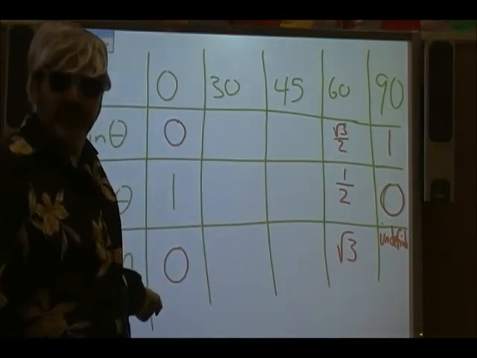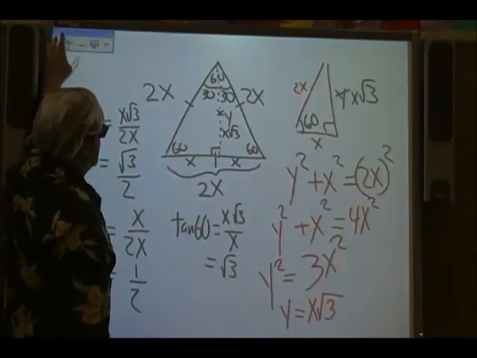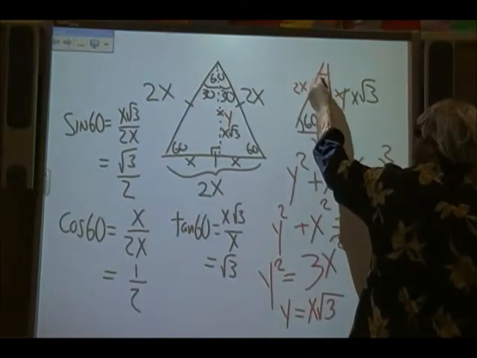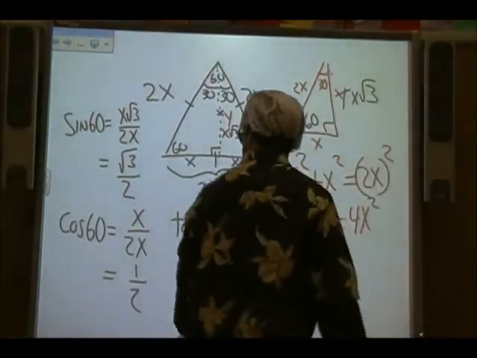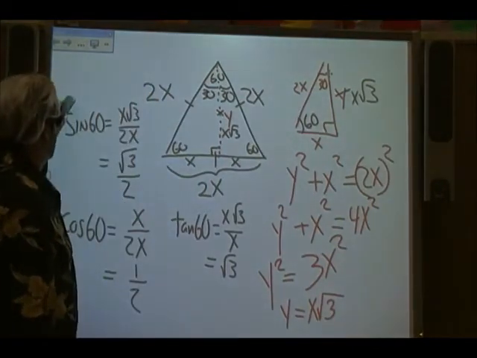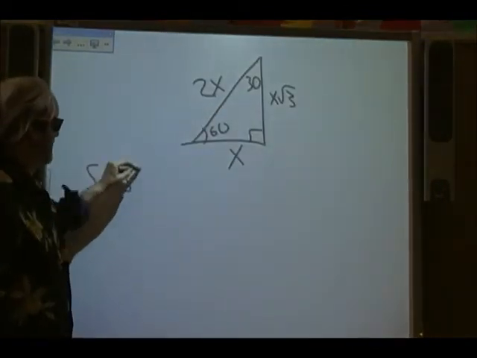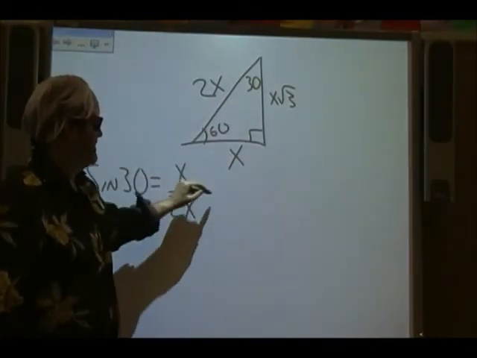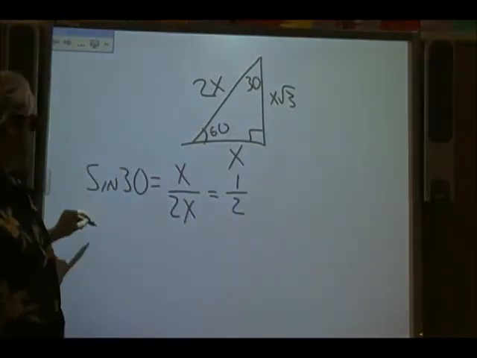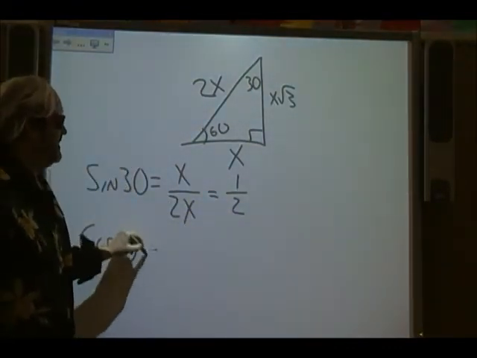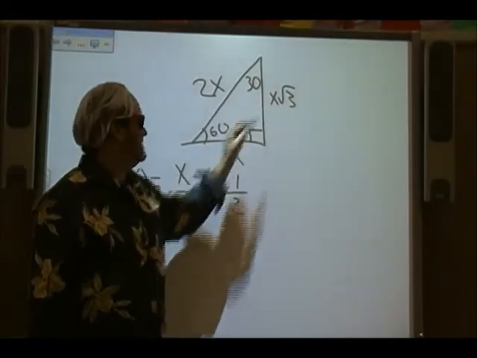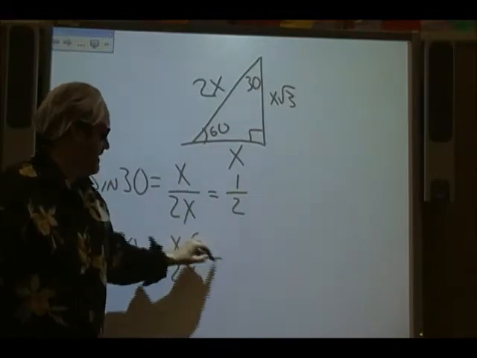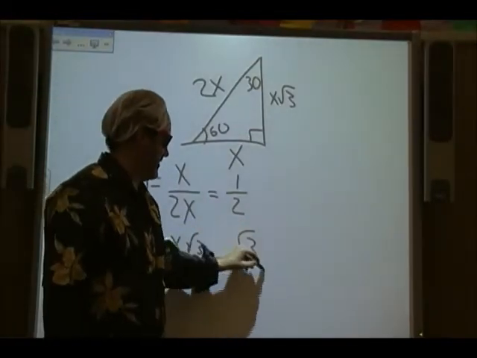Now we have to do the 30 degrees. We're looking at 30. 30 is up here. So let me erase some of this so we can see. Doing sine 30 is opposite over hypotenuse, which is a half. Cosine 30 is adjacent over hypotenuse, and these x's cancel, and that's radical 3 over 2.